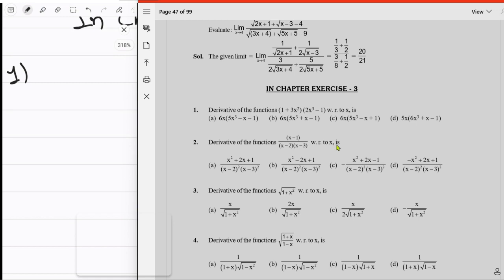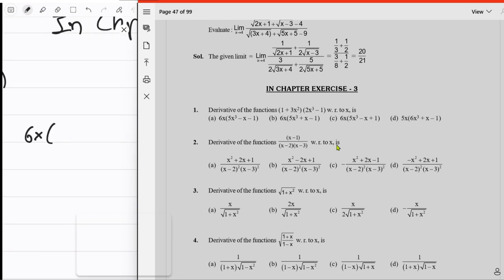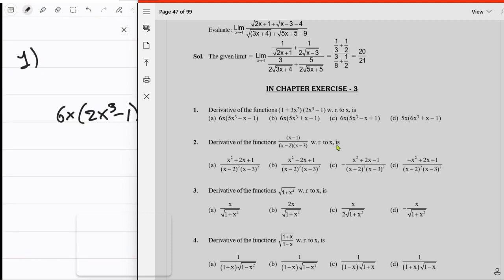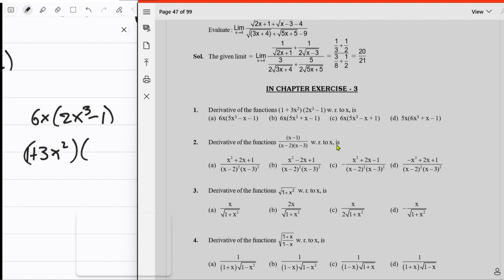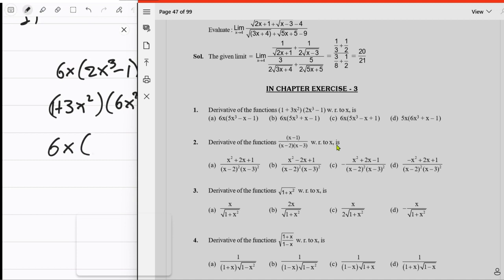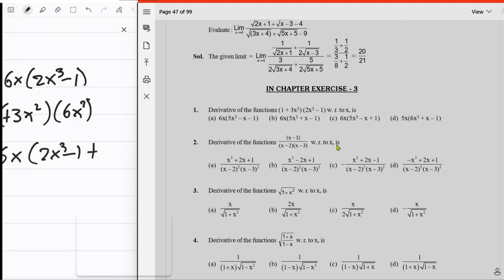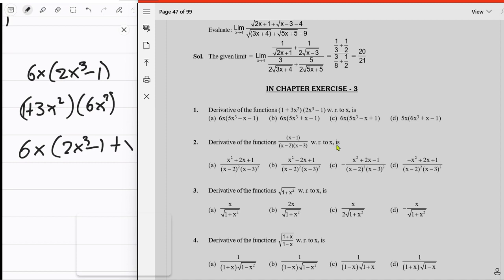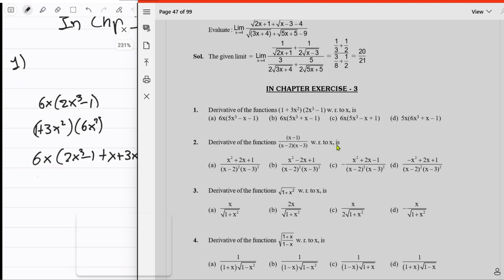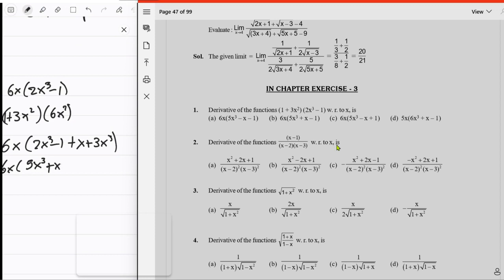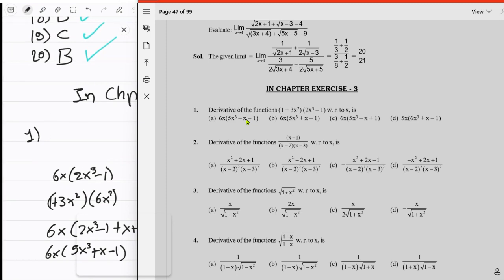So first the derivative of that guy, which is just 6x times 2x cubed minus 1, and then 6x squared. Take a 6x out, which is 2x cubed minus 1, plus 1 plus 3x squared, right? Like plus x plus 3x cubed. It looks good. So 6x times 5x cubed plus x minus 1, which is B. Next question.